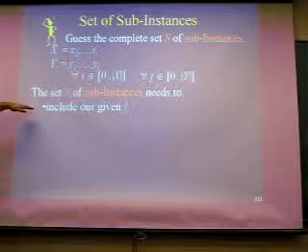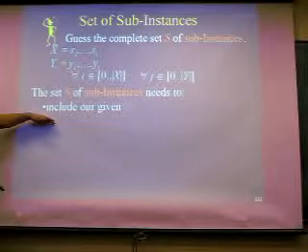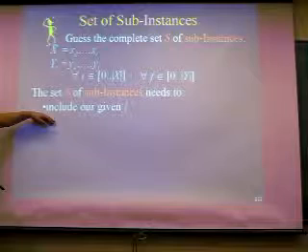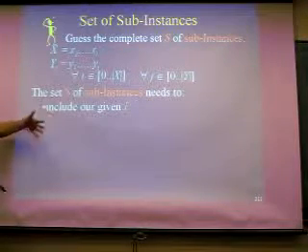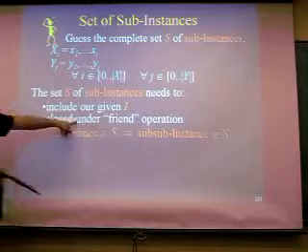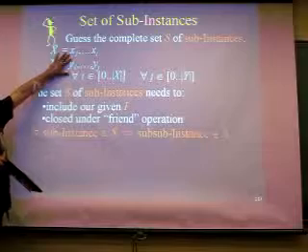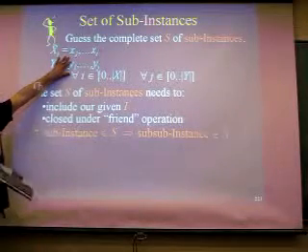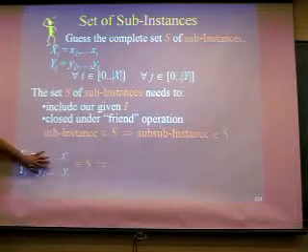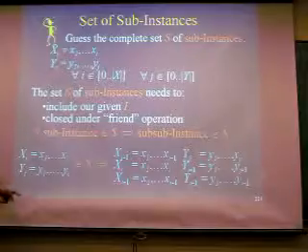What's the other requirement we need? Remember the wedding. Who do you invite to your wedding? Your friend's friends. You need that it's closed under the friend operation. For every sub-instance here, you have to make sure that you've invited their friends. So this is a generic sub-instance.